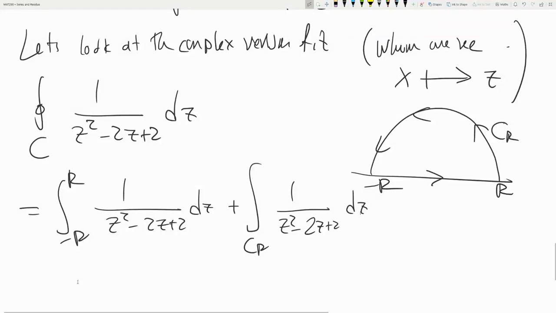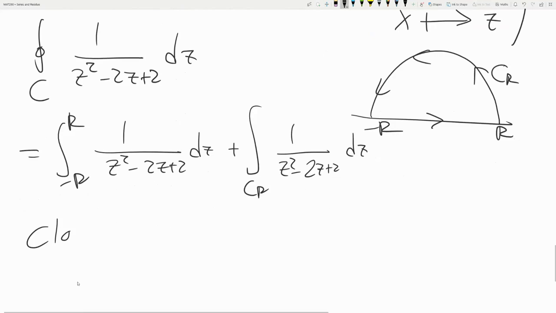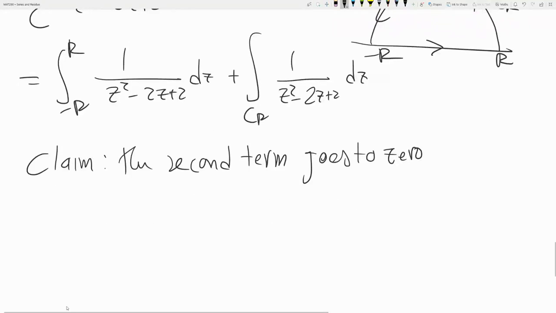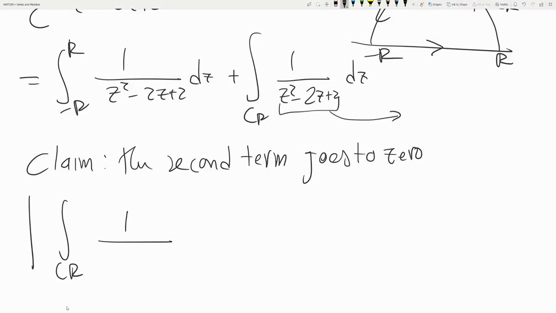Okay, fine. Claim: the second term goes to 0. Let me do that first and then we'll do residue. So let me first make this term disappear. You can in fact expand this, so let me do it here. This is (z minus a)(z minus b), where a is 1 minus i, b is 1 plus i.